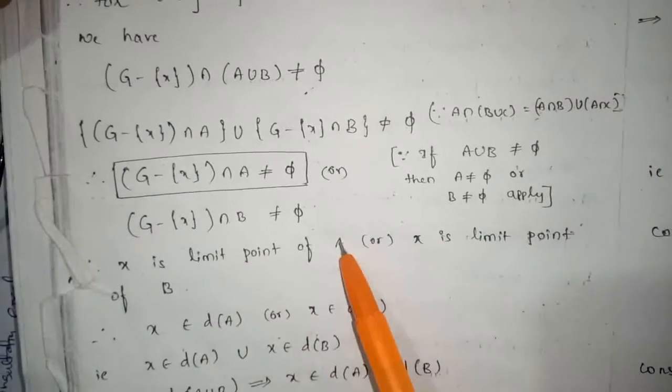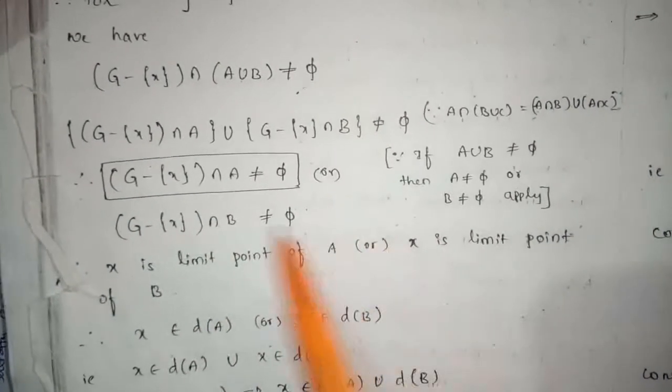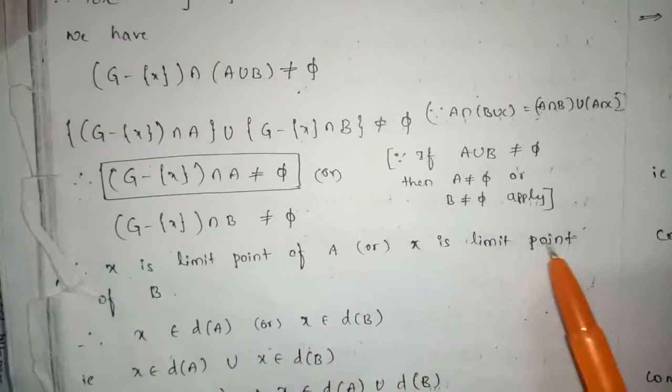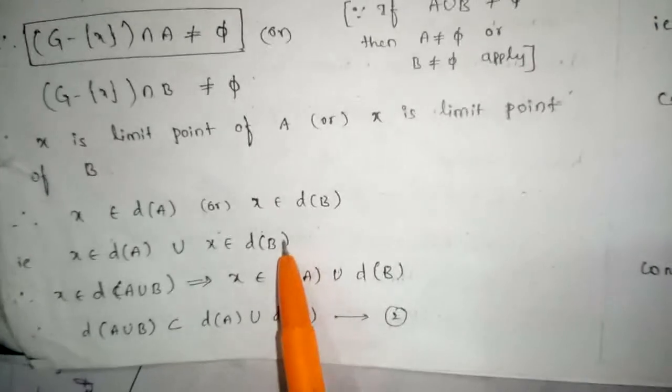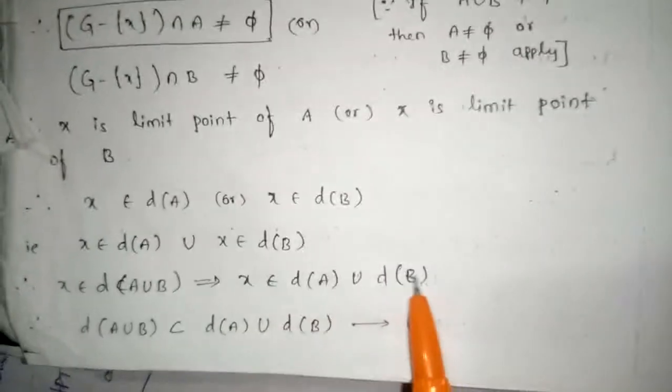X is a limit point of A. Or what is this meaning? X is a limit point of B. If X is a limit point of A, then X belongs to derived set of A, or X belongs to derived set of B. Here the word 'or' is there. Or is denoted by the symbol union. Therefore X belongs to D of A union X belongs to D of B is nothing but X belongs to D of A union D of B. We assumed that X belongs to D of A union B, and we proved the condition X belongs to D of A union D of B.